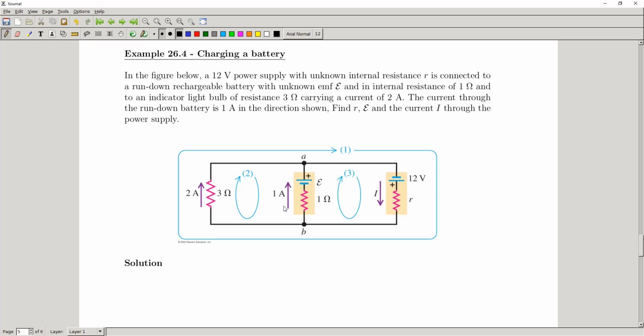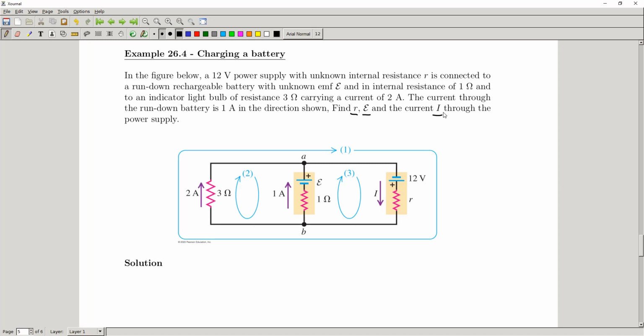We have 1 amp going through this part of the loop, and we want to find what the current going through this part of the loop is. We want to find what this unknown internal resistance is, and we want to find what this unknown EMF of our rundown battery is. Okay, so we have 3 things we want to find. We want to find little r, our unknown EMF, and that current in the section that we don't know.